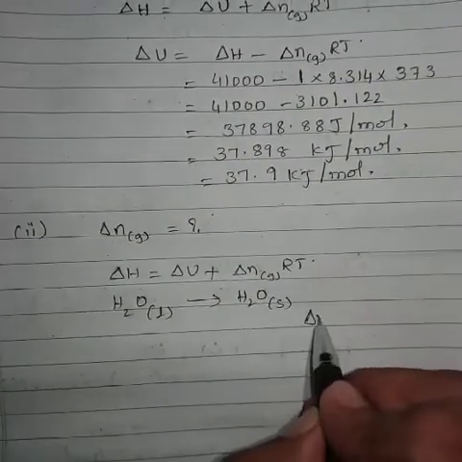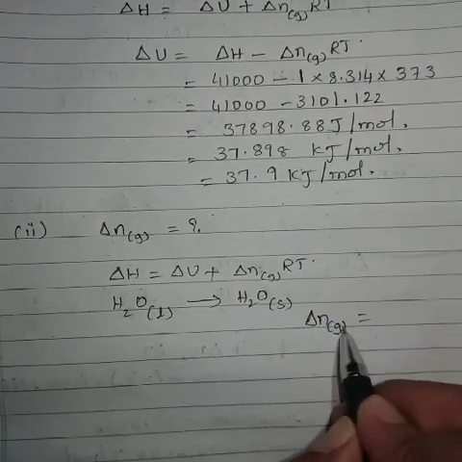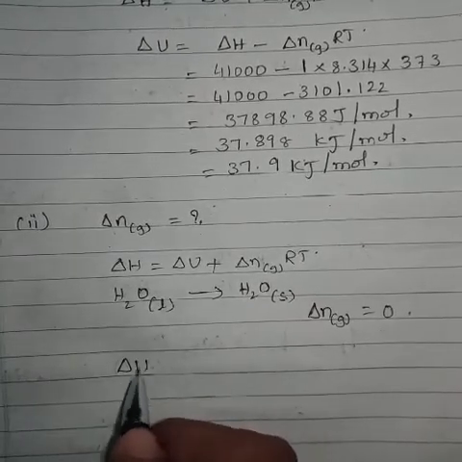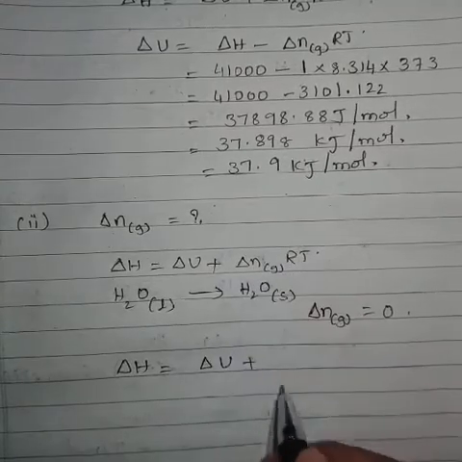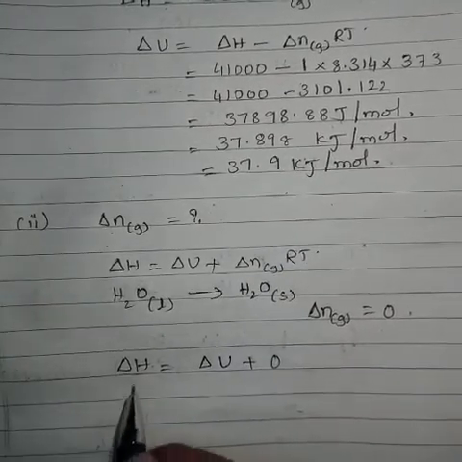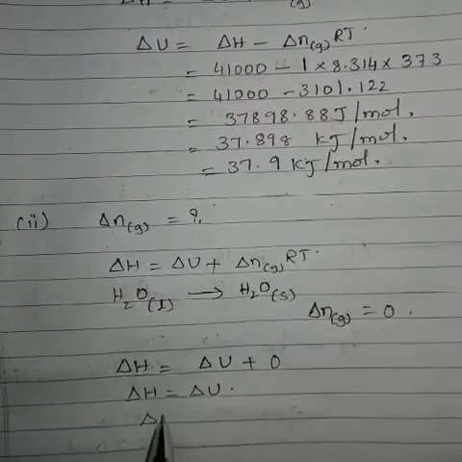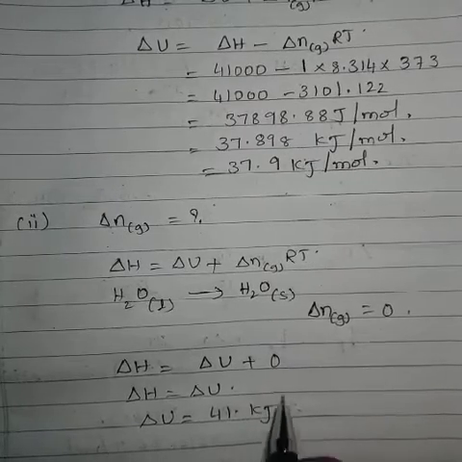So here there are no gaseous reactants or products, so the delta Ng value becomes 0. So delta H equals delta U plus this part, which becomes 0. So delta H is equal to delta U. So delta U is equal to 41 kilojoules per mole.